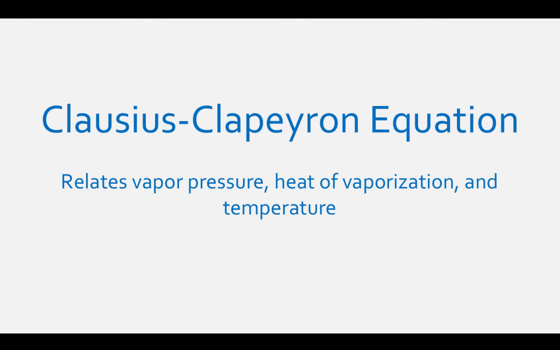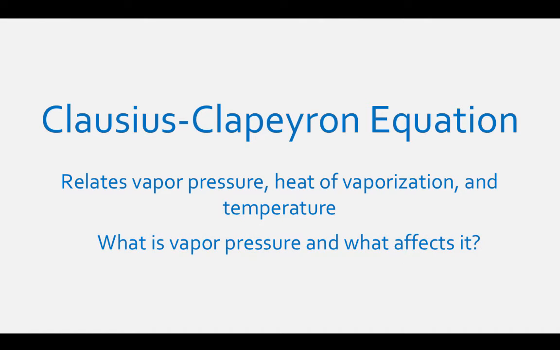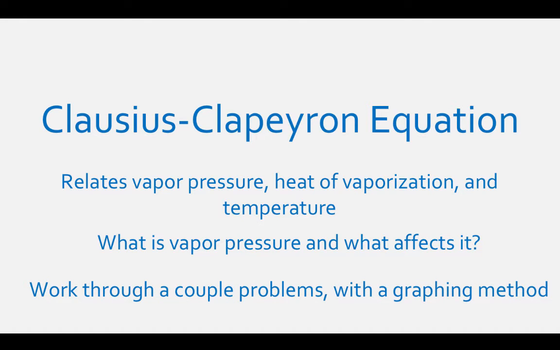This video will introduce the Clausius-Clapeyron equation, which is an equation to calculate vapor pressure when given the heat of vaporization at a specific temperature. We will talk about what vapor pressure is and what can affect it. We will also work through a few problems by introducing a graphing method to understand how to use the equation under different situations.